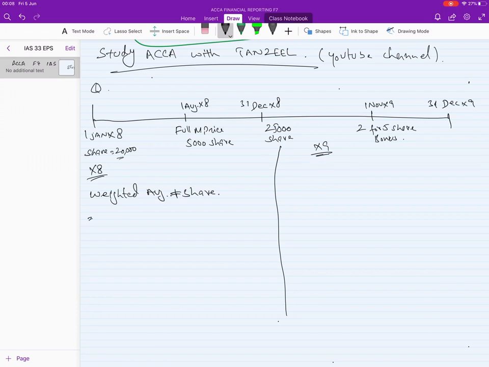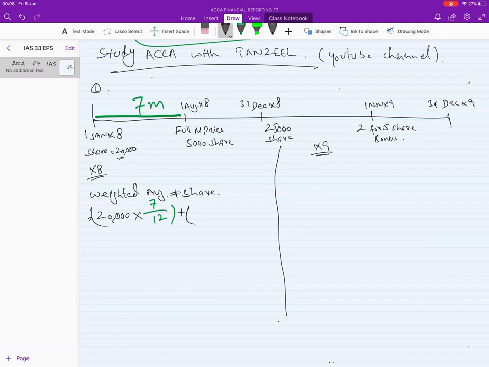We were having 20,000 shares before. How many months were they outstanding? From here till here: January, February, March, April, May, June, July. It means 7 months. So these shares were outstanding for 7 months.